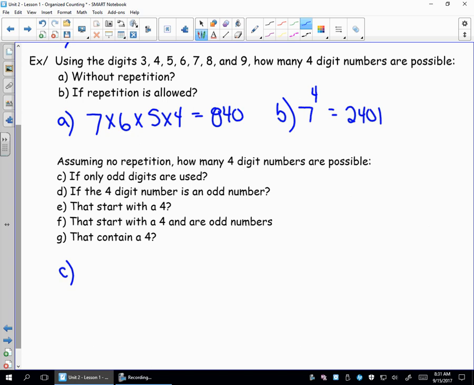Well, I've got 4 ways of picking the first number, the 3, the 5, the 7, and the 9. But once I use the number up, I can't repeat. Now I've only got 3 choices for the next, and then 2 for the next, and then 1 for the last, and I have 24 different combinations.